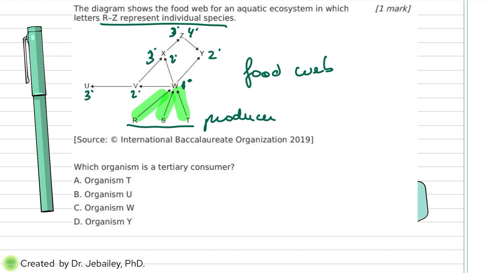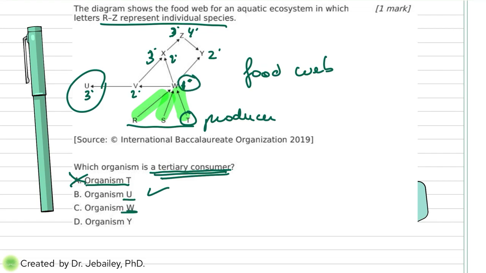So the question says, which organism is a tertiary consumer? Now, from my analysis here, we can see that U and X can be tertiary, but let's look at all the options. First, organism T. This one is a producer, so it cannot be it. Organism U, that could be an answer. Organism W, if you notice, it's always a primary, so it cannot be. Organism Y can only be a secondary, or in this case, can also be a fifth coming from the fourth, so it's not. So the only answer here is B. That's the only option that gives us a tertiary.